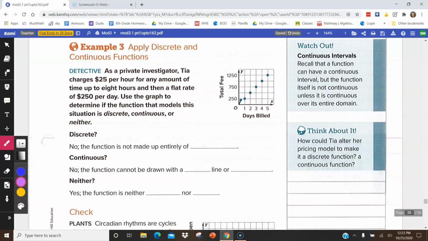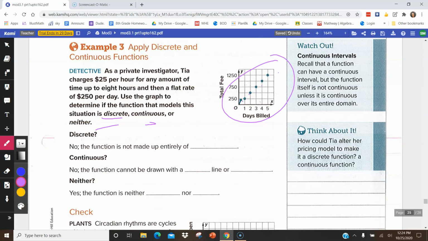Take a look at example number 3. Example number 3, they want to know if this function model is discrete, continuous, or neither. Well, I'm just taking a look at this particular graph. That's certainly not going to be continuous. So then, what other criteria does it match? Well, my points are all individual. It's definitely not continuous.